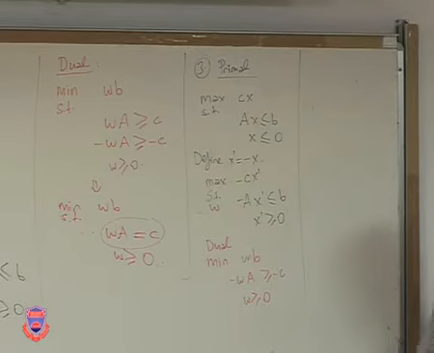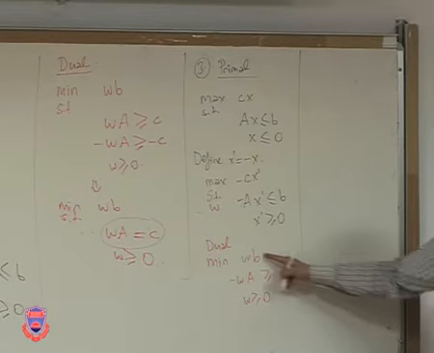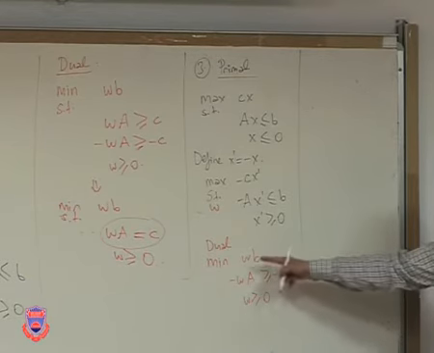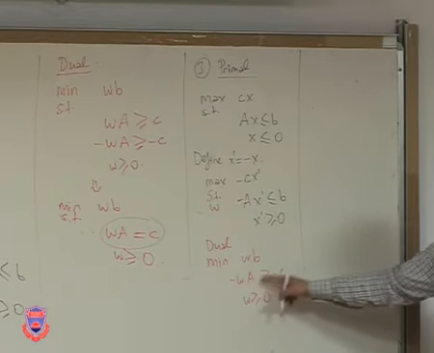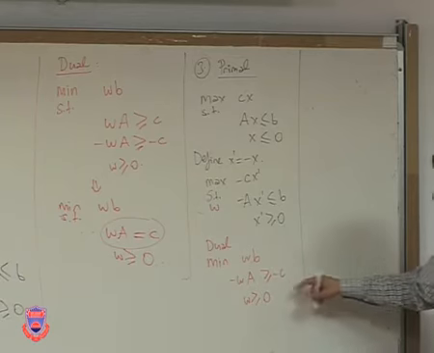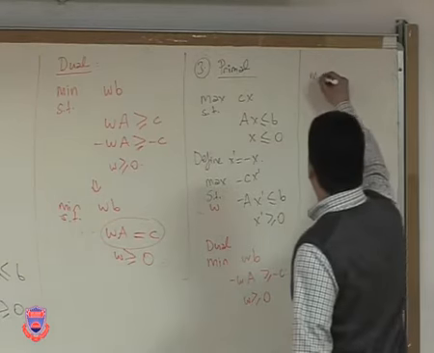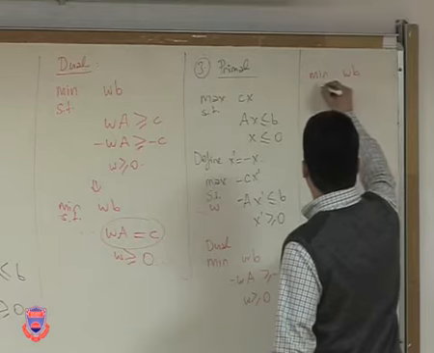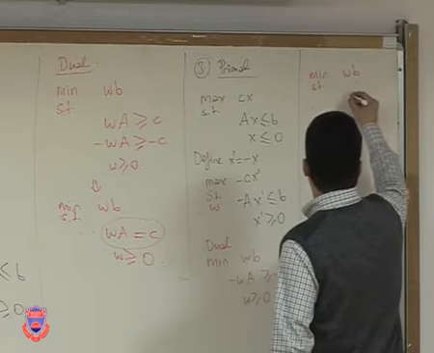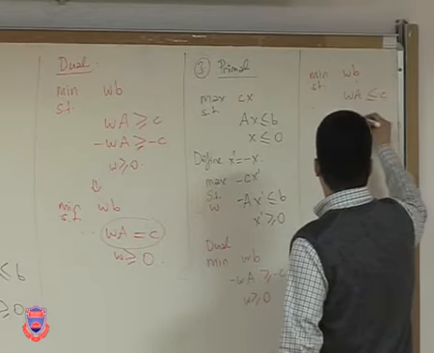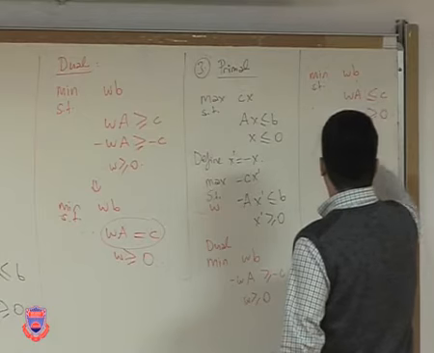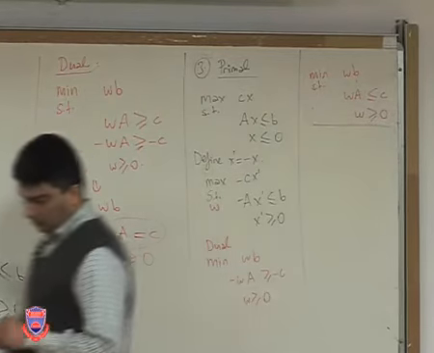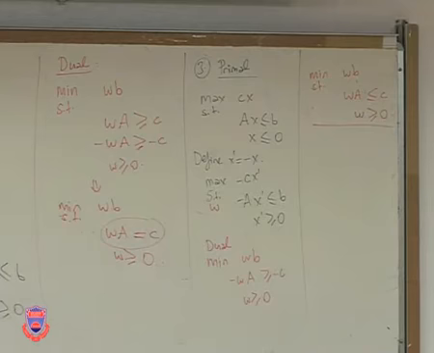All right, so now all I'm going to do is, what happens if I multiply these constraints by minus 1? I have WA is less than or equal to C, right? Over here. So the dual problem looks like minimize WB subject to WA is less than or equal to C, W is greater than or equal to 0. So once again, please pay attention.